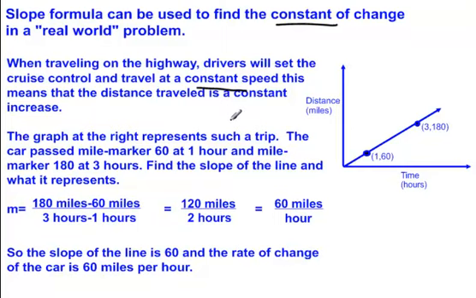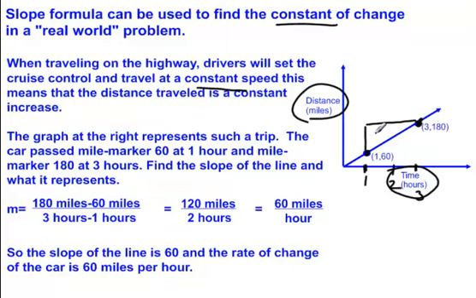The car passed mile marker 60 at 1 hour. So here we went time. It's important to pay attention to the labels. So time was 1 hour right there. And then mile marker 180 at 3 hours. So there's mile marker 3. So 1, 2, and that was 3. Okay, we know that we're going 60 miles here. That was mile marker 60. Here's mile marker 180.